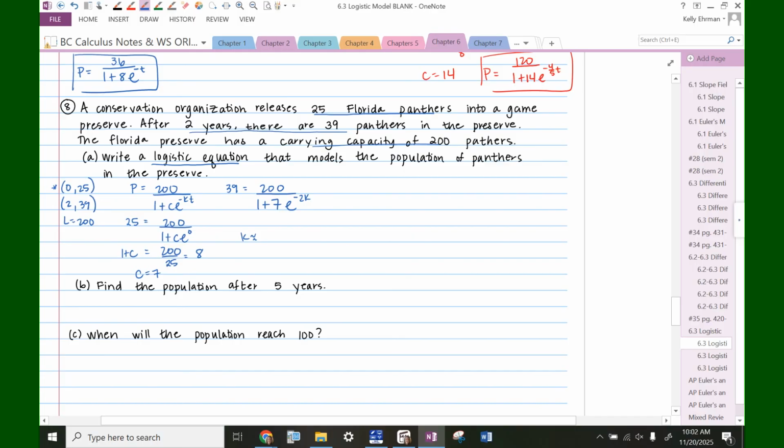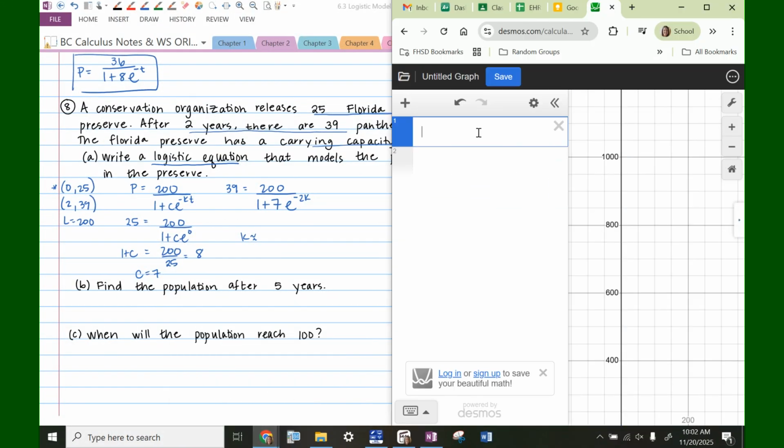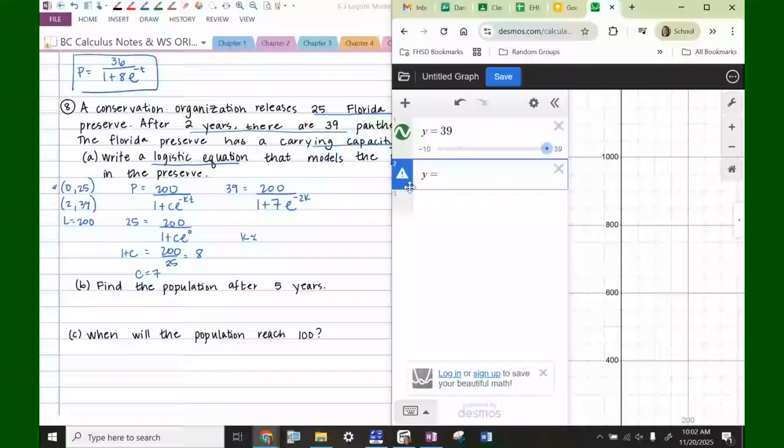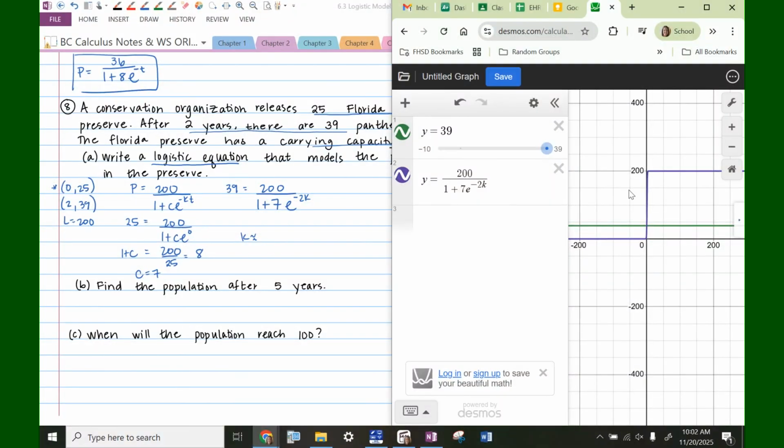If you're allowed to use a calculator on an AP problem like this, then this is the whole work smarter, not harder idea. You do not want to spend a bunch of time solving an equation algebraically if you're allowed to solve it graphically. So I'm just going to say y equals. I am graphing y equals 39 and y equals 200 over 1 plus 7e to the negative 2k. My window was zoomed out from my last problem. We're only at y equals 39, so I do not need to be way up here at 1000.